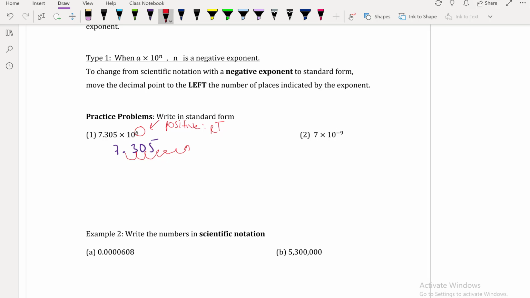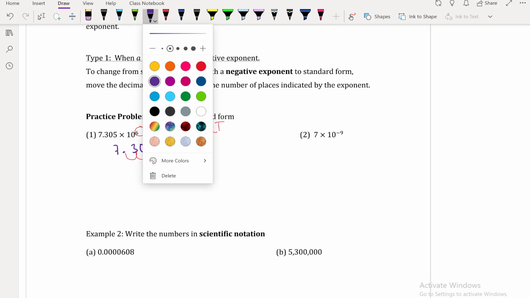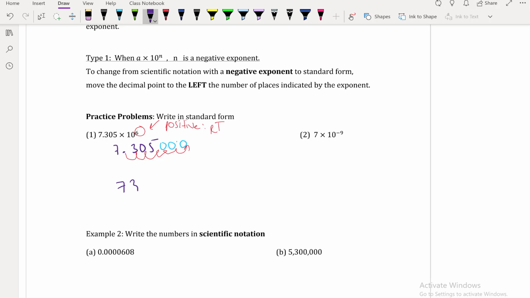So notice how I have empty spaces. So I'm going to go ahead and put zeros in those empty spaces. So really my answer is going to be 7,305,000. So that ends up becoming my final answer.